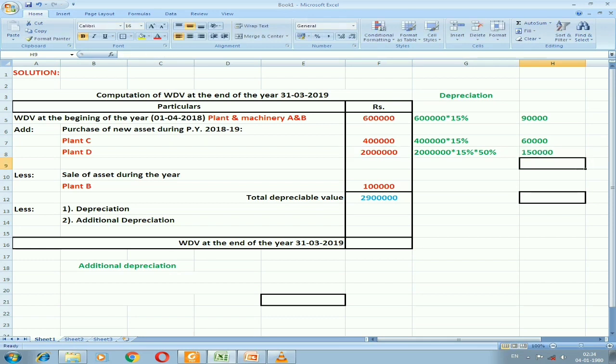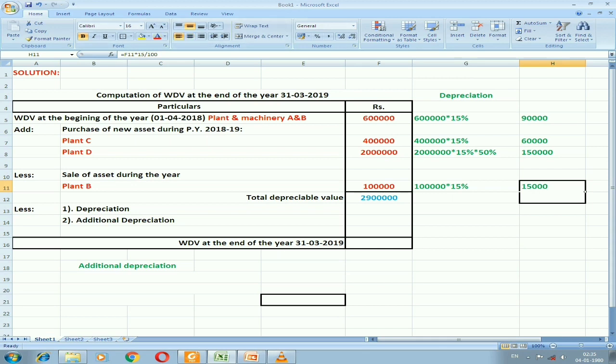So you'll get an amount of 1,50,000. Then we have a sale also. So one particular asset is sold. For that also we need to calculate depreciation, which is 1 lakh into 15%. There is no necessity to check whether it is used for 180 days or not for the written down value of the beginning year and sale. Only you need to check the days for newly purchased assets in the previous year. For that, if you check, that is enough.